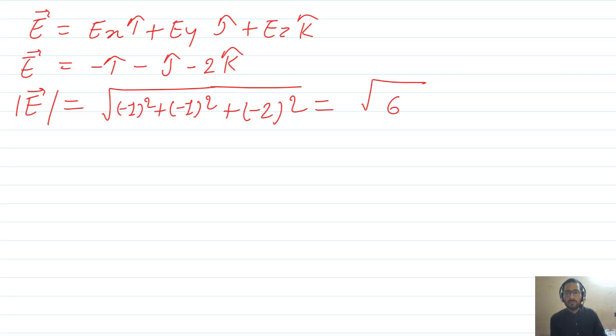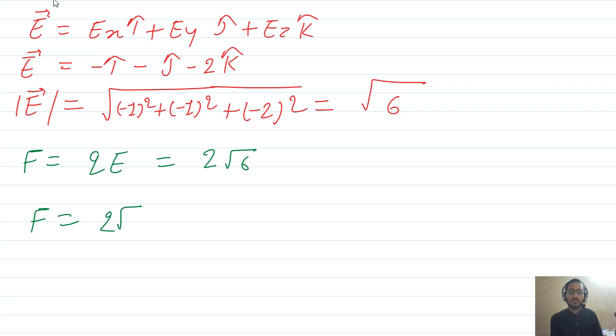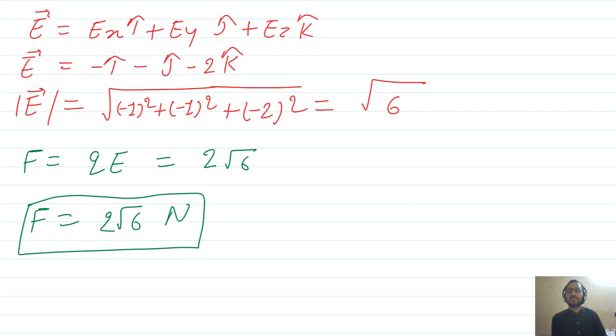Now we can find the force. We have the formula F is equal to QE. Q we have 2 and E we have root 6. Then the force will be 2 root 6 Newton. It's an application, and we can deal with these types of questions like this. Okay, so we found our answer. Okay, thank you.